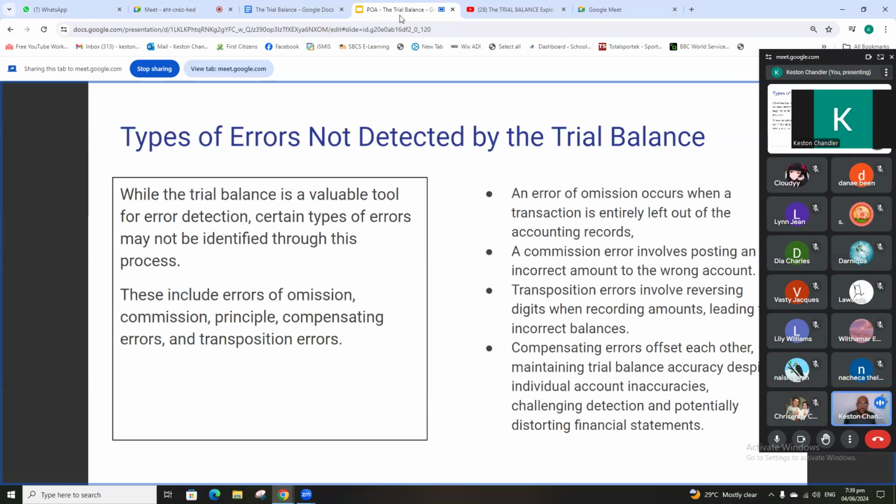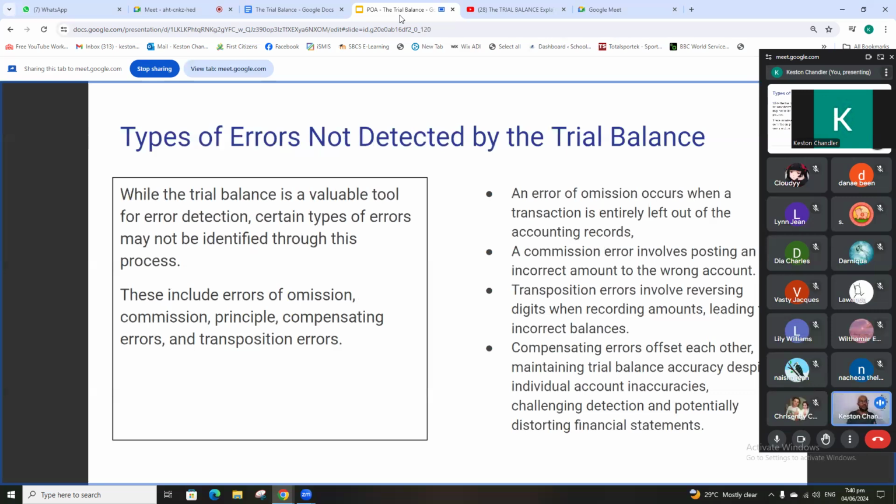Now, as I mentioned before, there are also some errors that are not detected by the trial balance. And you'll say, well, how is that possible? We just said that we check our mathematical accuracy by comparing debits and credits. But there are some errors, like errors of omission, commission, principle, compensating errors, and transposition errors, that will not be detected by the trial balance.